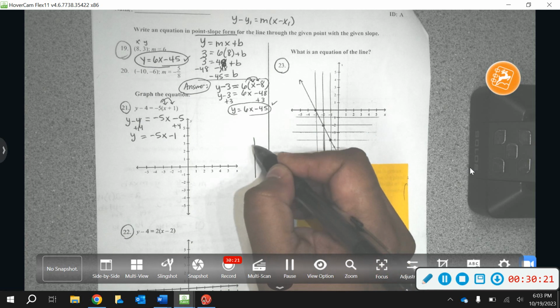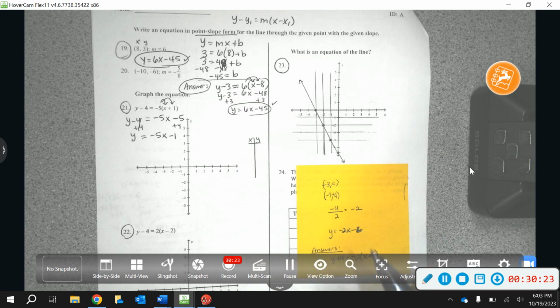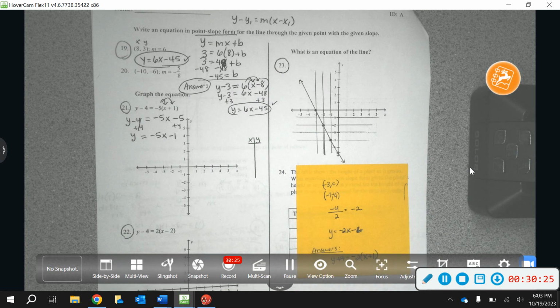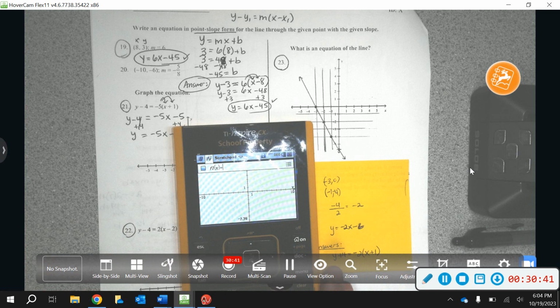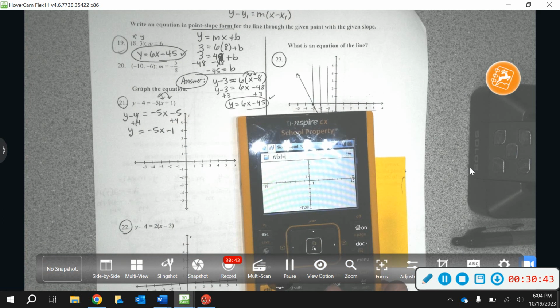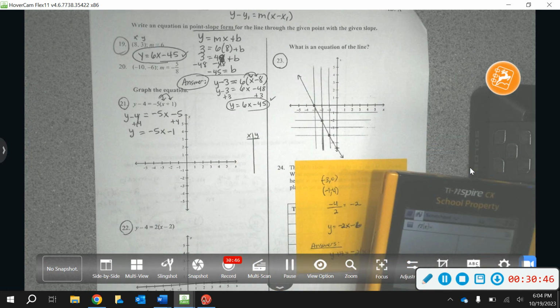Now, if I tell you to go grab your xy points, well, again, bring up your calculator. All right, I'm going to go ahead and graph on my calculator. So you're going to go to your graph in your calculator, and we're going to go ahead and enter in negative 5x minus 1. Okay?